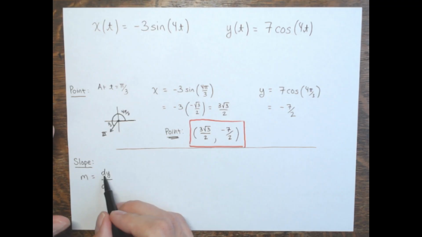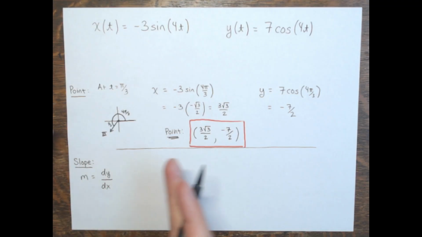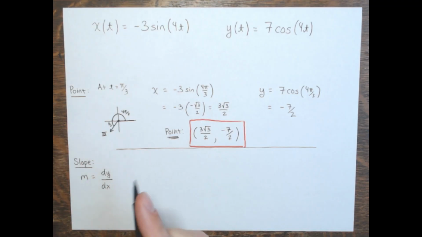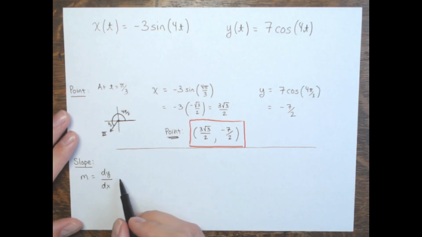At an instant, right? That's why I have d instead of delta. Delta was over an interval and not in an instant. This is at an instant. So dy over dx or y prime of x, whatever. Slope of the tangent line.